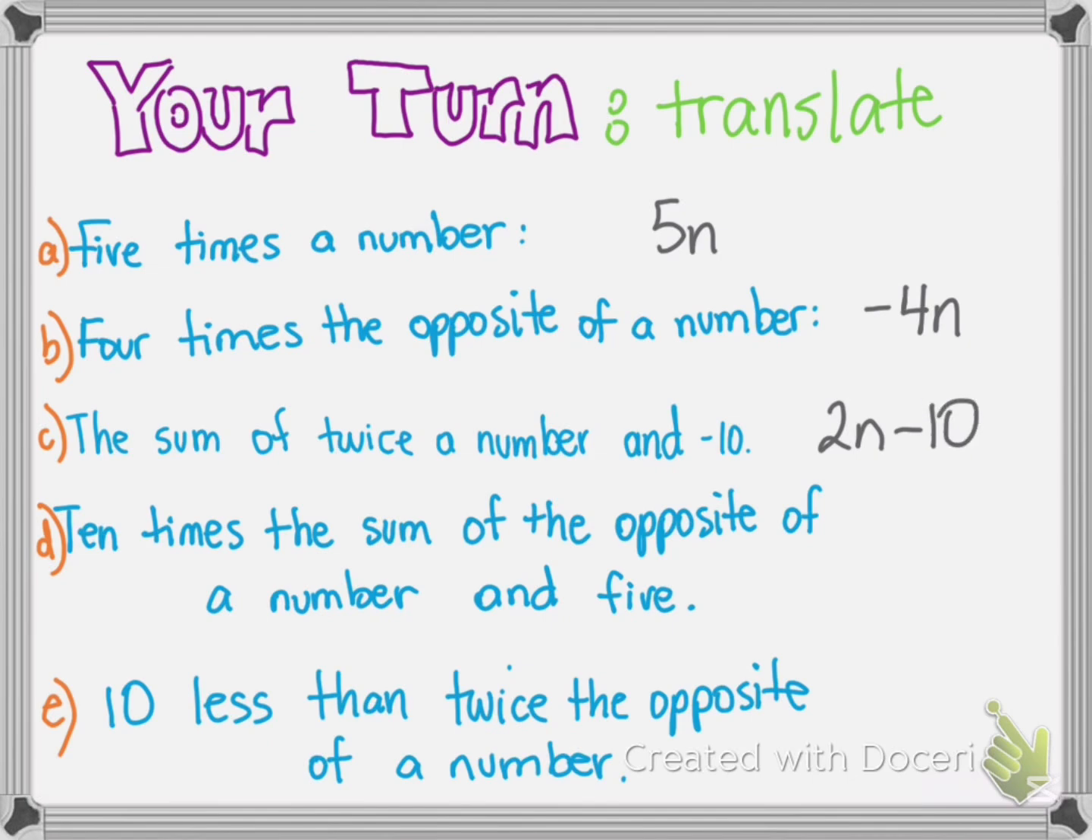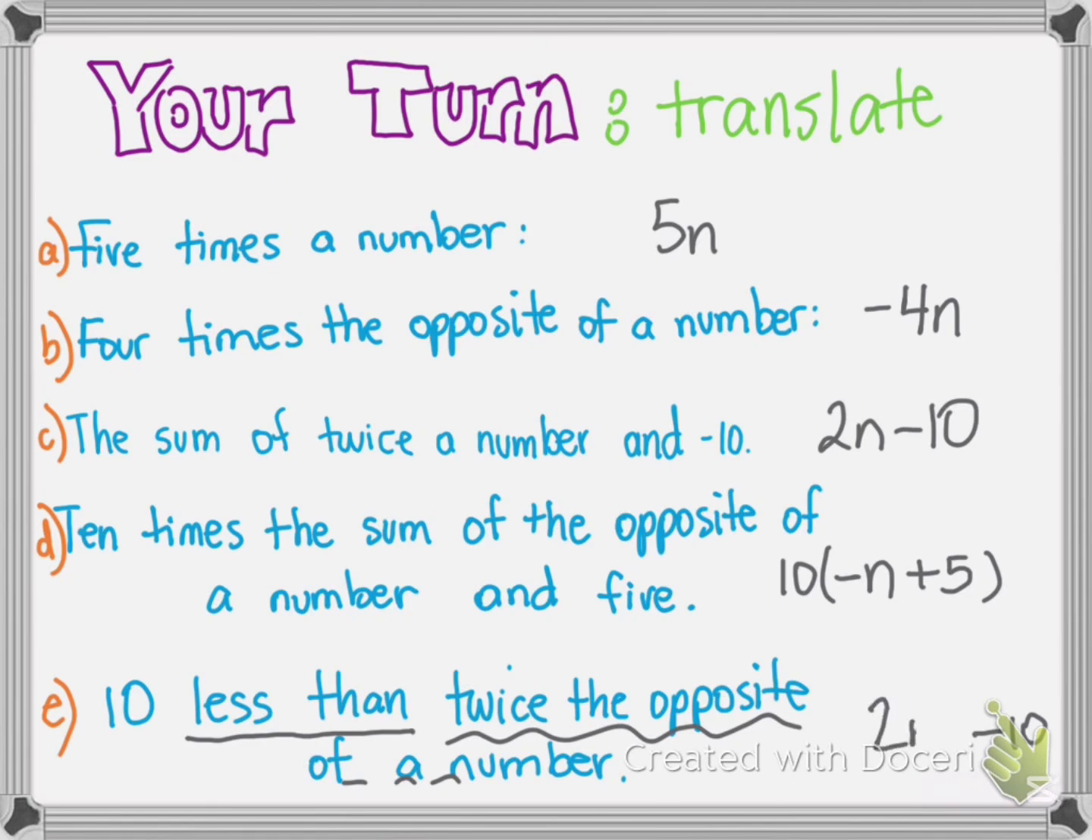All right, let's do the next one. 10 times, so I'm going to put 10 times. 10 times what? The opposite of a number, so negative n plus 5, because it says the sum of the opposite of a number and 5. Okay, pretty easy. All right, and the last one, remember this tricky part here where it says less than, we're going to put that at the end. So we're going to put minus 10 and put first whatever comes next. So twice the opposite of a number. So negative 2n minus 10.